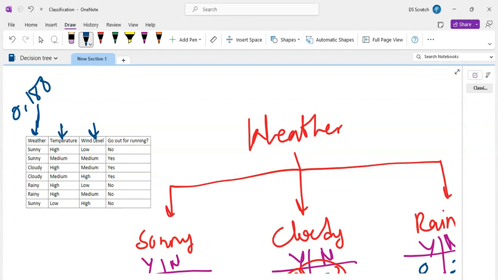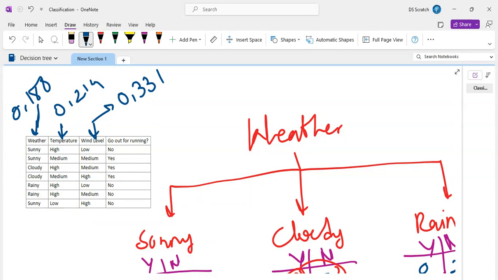So for the temperature it is 0.214, and for the wind level it is 0.331. So now we have the total Gini impurity for each feature. For the weather, it is 0.188. For the temperature, it is 0.214. And for the wind level, it is 0.331. So now we have the total Gini impurity.